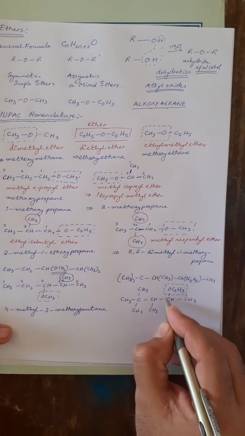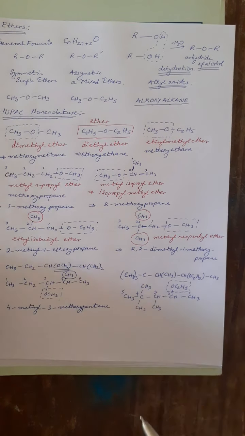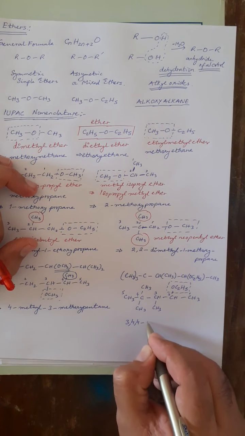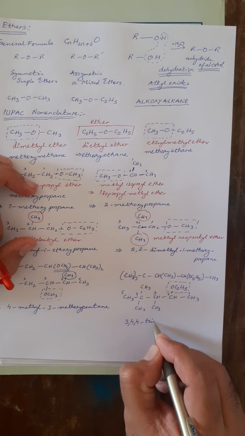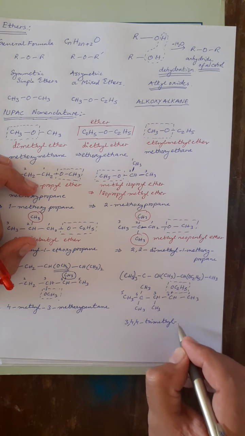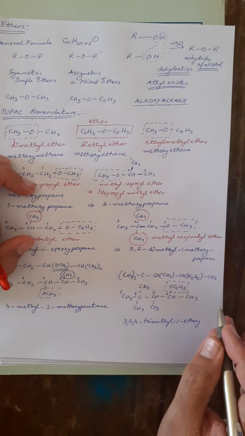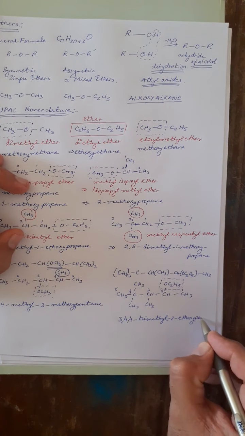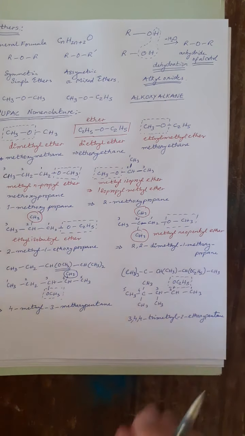1, 2, 3, 4, 5. Guys, 3, 4, 4. How many methyls? 1, 2, 3. What is it? Trimethyl. And 2, what is 2? 2 is ethoxy. And what is the parent alkane name? 1, 2, 3, 4, again 5. So it's going to be pentane.